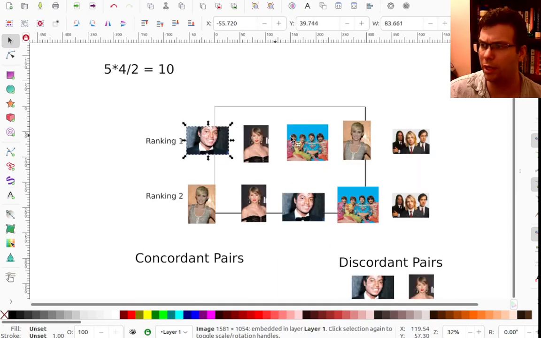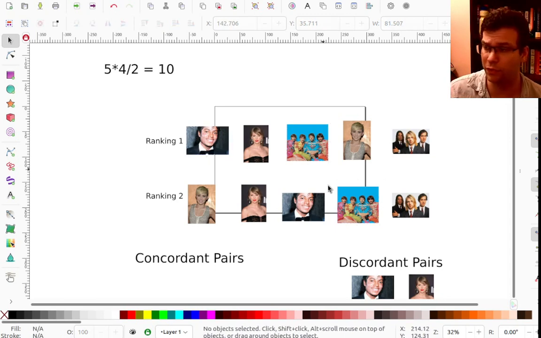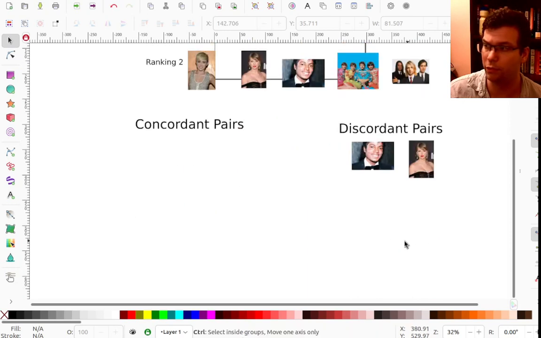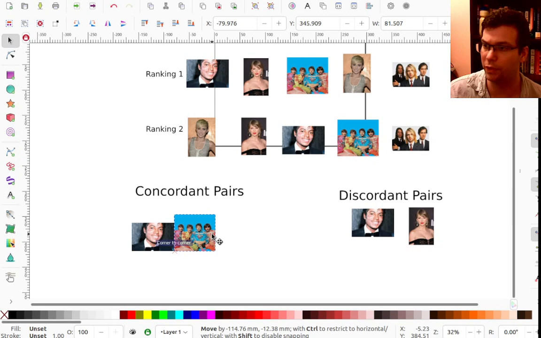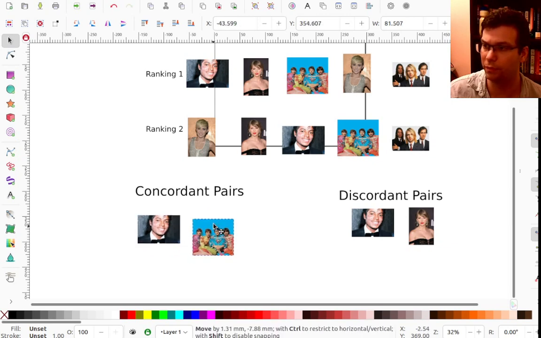What about Michael Jackson versus the Beatles? Well, actually, they agree. Because Michael Jackson's before the Beatles in ranking 2, and it was also in ranking 1. So if I went head-to-head, Michael Jackson versus the Beatles, they're both going to agree that they would choose Michael Jackson. So I'm going to put that in the concordant pairs list.